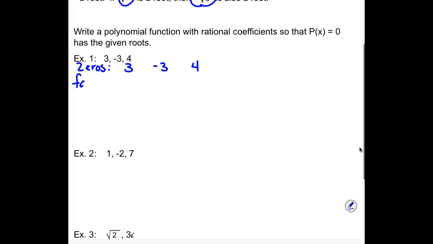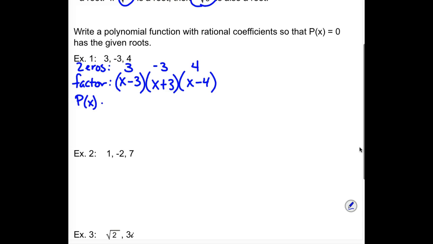From each of those, we are going to make factors. So if 3 is a 0, it came from a factor of x minus 3. Right? Picture dumping a 3 in for x, it creates a 0. If negative 3 is the 0, it came from the factor x plus 3. And if 4 is a 0, it came from the factor x minus 4. And now we just have to multiply those together to get our polynomial.